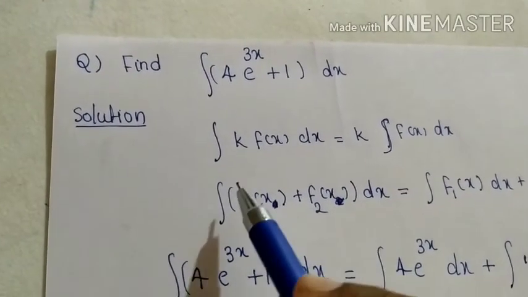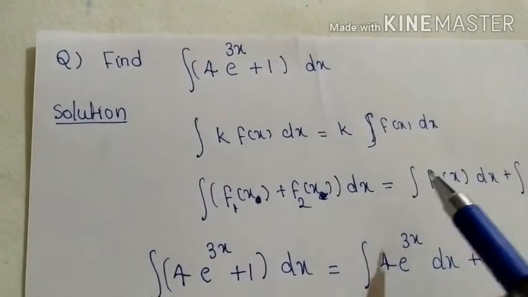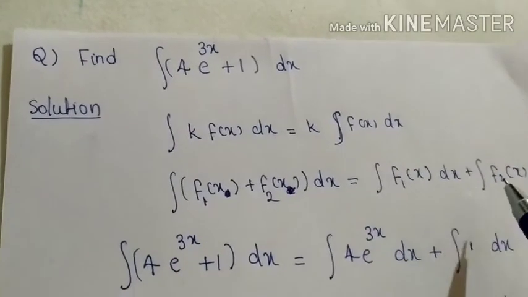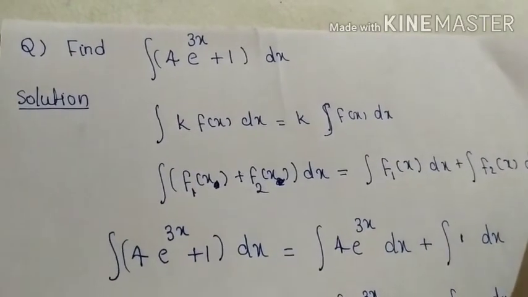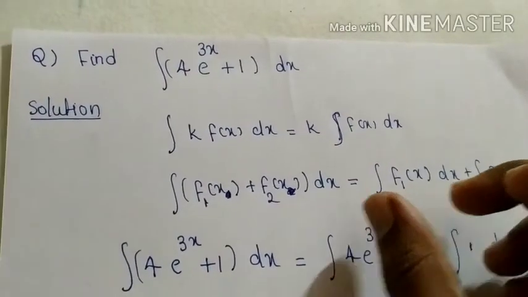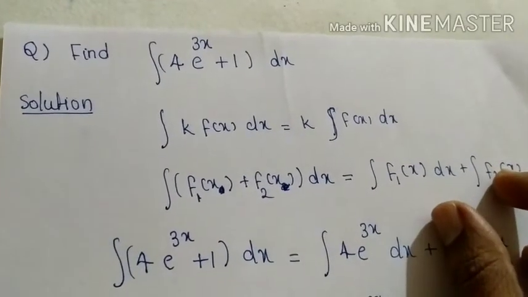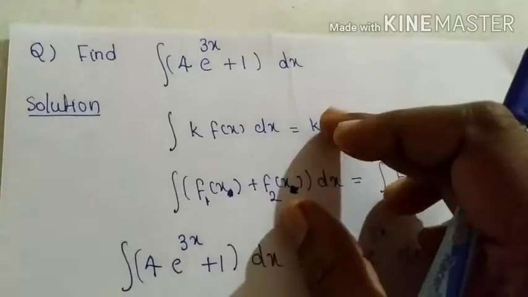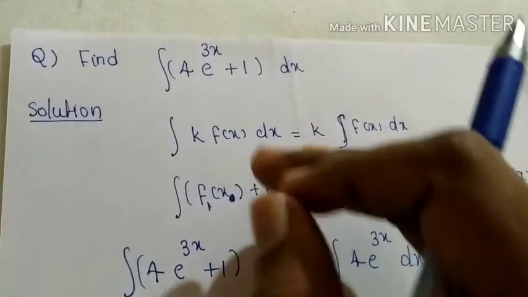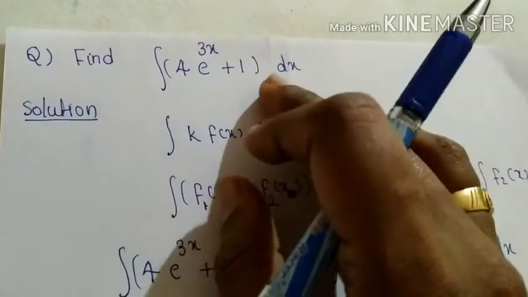The next property is integral f1 of x plus f2 of x dx can also be written as integral f1 of x dx plus integral f2 of x dx. So we can separate these two function integrals. So these are our two important properties. By using these two properties, we can calculate the value of integral 4 e raised to 3x plus 1 dx.